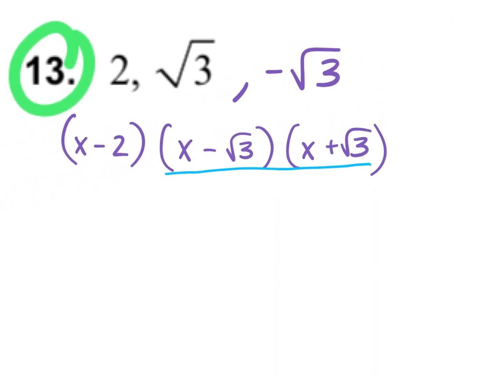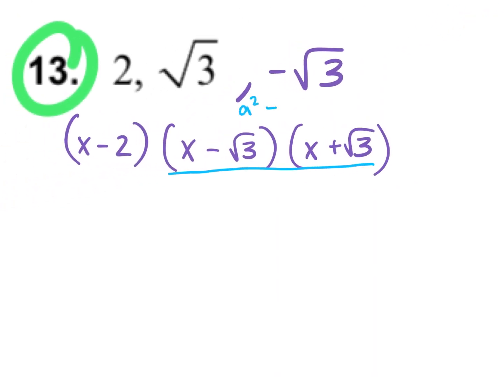So because these are conjugates, we could do the shortcut, which is a squared minus b squared. What would our a be? X. We have x squared minus, what's our b? Square root 3 squared. So x squared is just x squared minus, what's square root 3 squared? The square root and the squared cancel, so it's just 3. So x squared minus 3. So this is one way on how to multiply these 2 together.